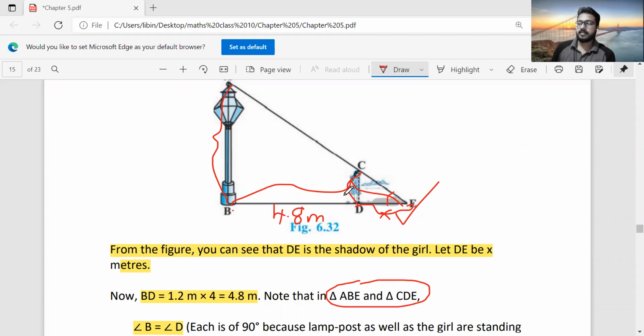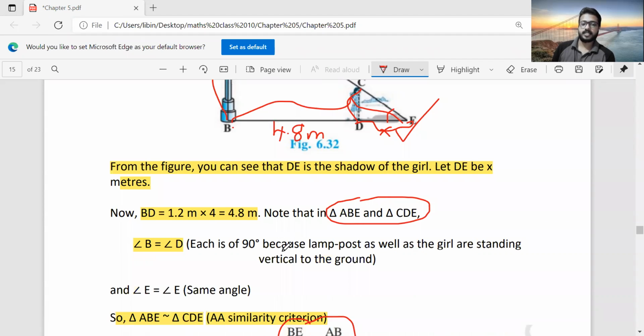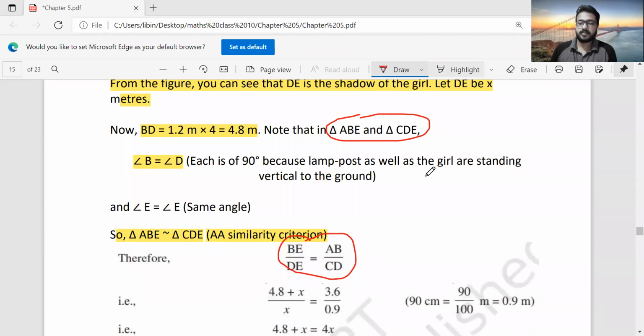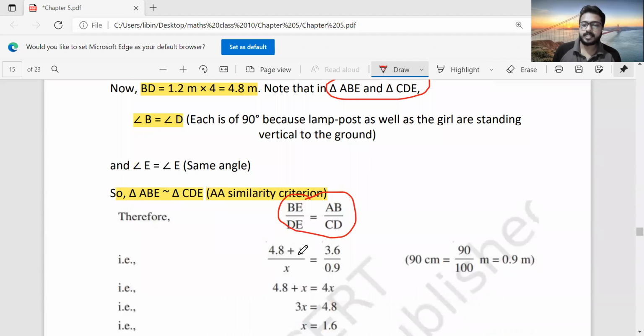We can say that 4.8 plus X upon X is equal to 3.6 upon 0.9, because 90 centimeter is equal to 90 by 100 meter, which is equal to 0.9. Okay, now we are just solving.